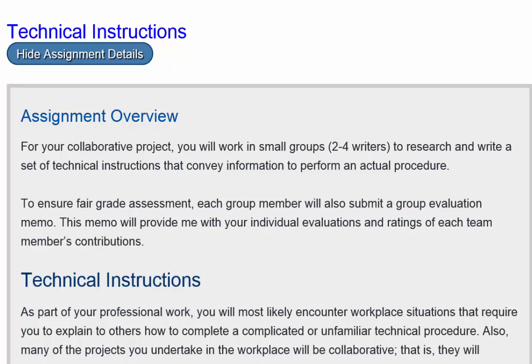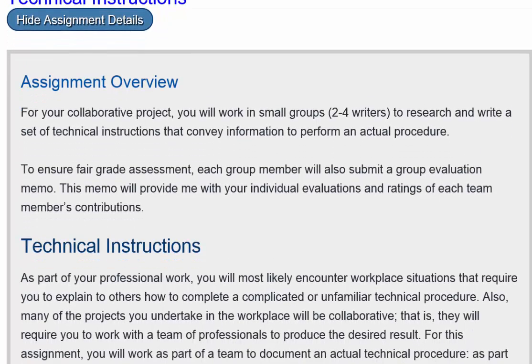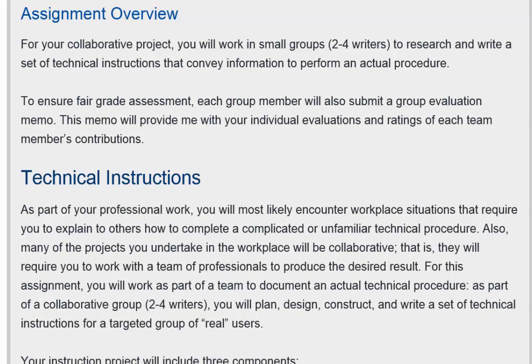There's one last assignment that we need to discuss that you'll be working on for this course, and that's the technical instructions. This is a group project. You'll be creating these instructions in a group of 2 to 4 people. I've already assigned you into groups, and you can share files and communicate back and forth with each other through our course Communicate page.